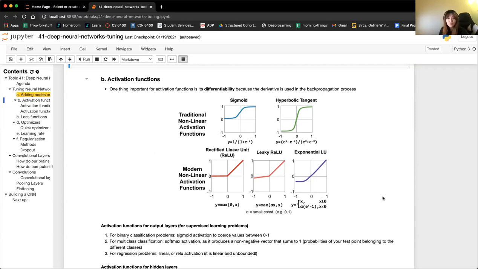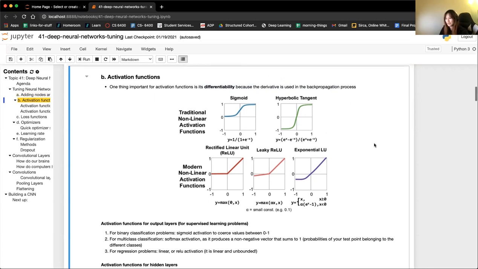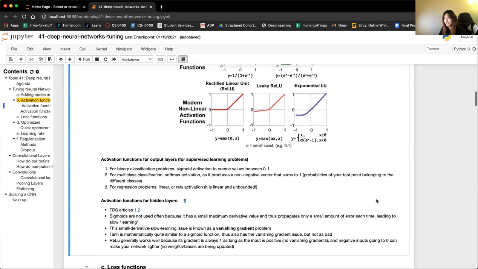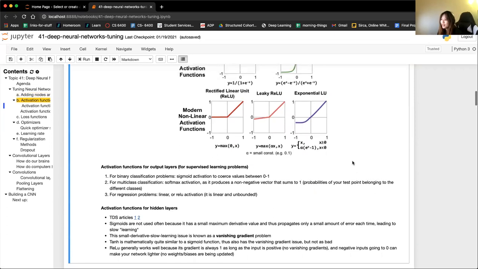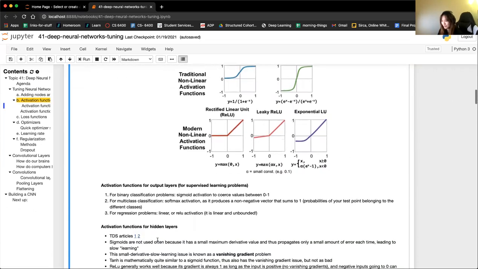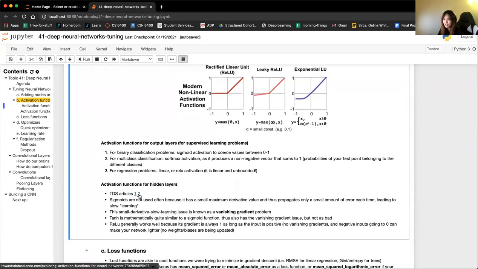Just know that there are several things you have to consider with activation functions. One, differentiability, because again, as I mentioned, the derivative of your activation function is used in the backpropagation process. So we'll talk about some implications of the differentiability of your activation function being important. So for your hidden layers, I'll talk about hidden layers first. I've linked some articles that walk through in a little bit more depth what each activation function does.